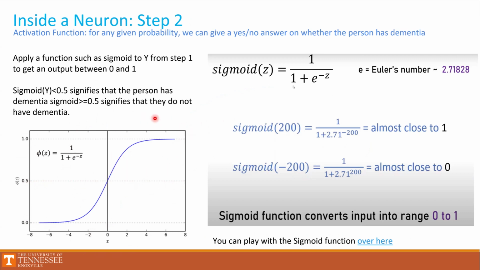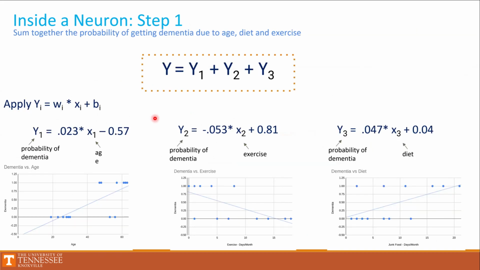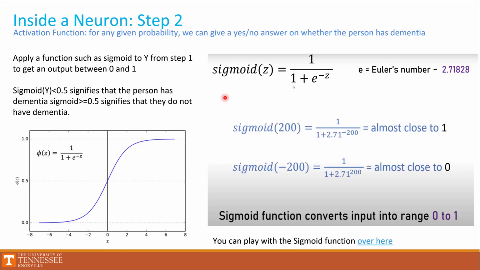So overall, concluding this, inside the neuron we have two things. One is simply y computed by this formula here, and then the activation function is applied, which converts your final y output to between 0 and 1. And this helps you to make a more exact decision.